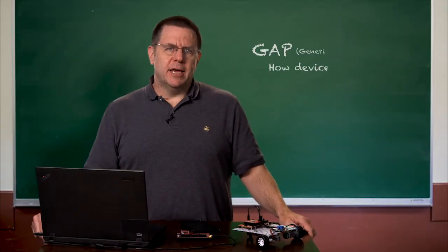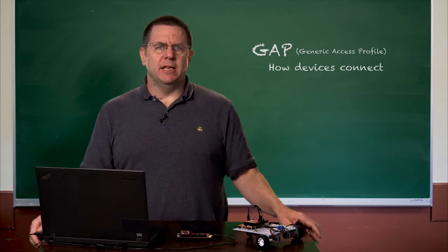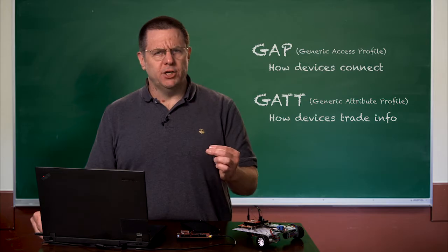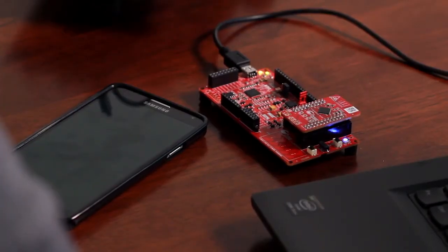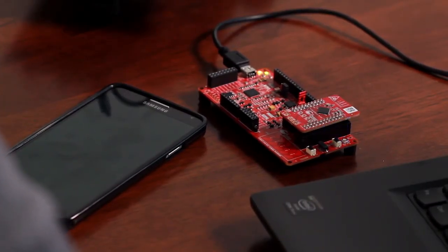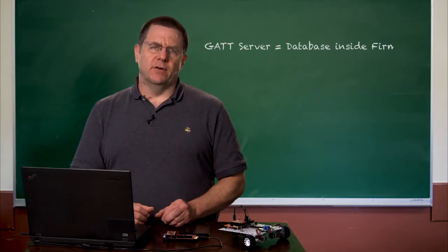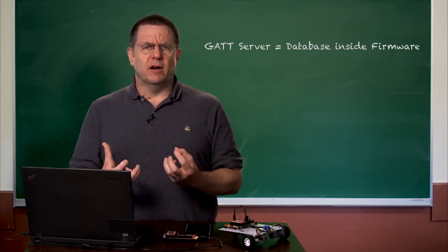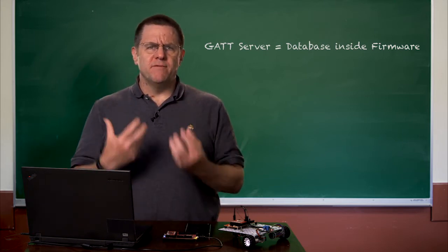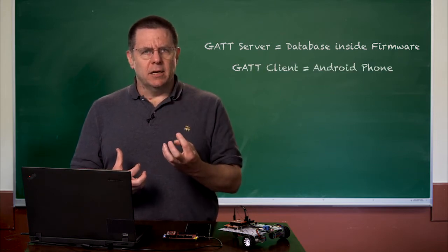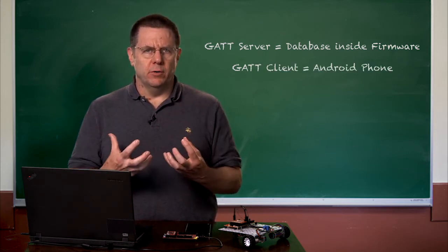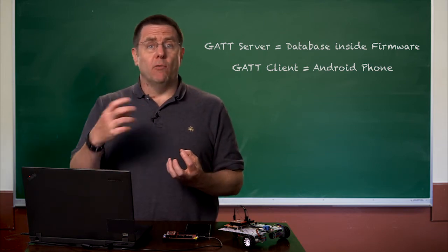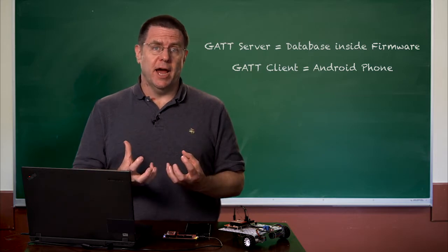As I said, GAP is how devices connect, and GATT, G-A-T-T, is how devices trade information. This board, which you're going to configure, will run a GATT server. Remember, a GATT server is just a database that runs inside of the firmware on the PSoC 4, and it remembers information that the GATT client, which is running on the Android phone, will be able to grab information out of. It can read and write from the GATT database that's inside of your GATT server.